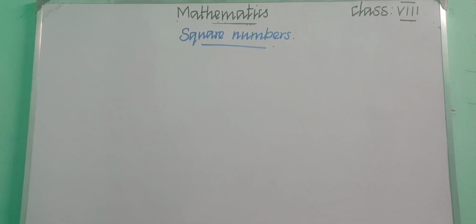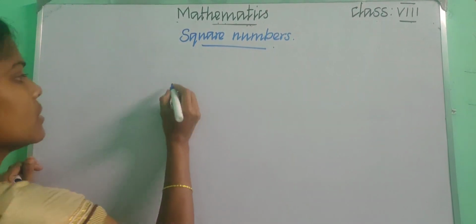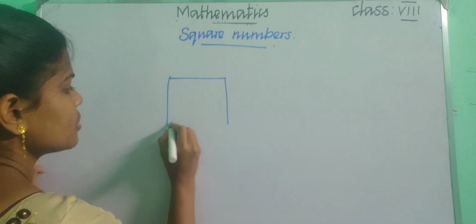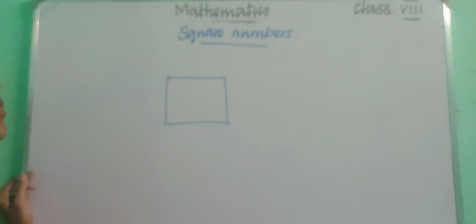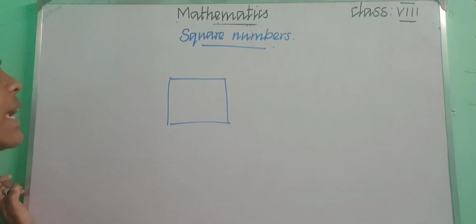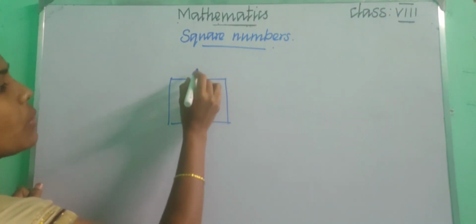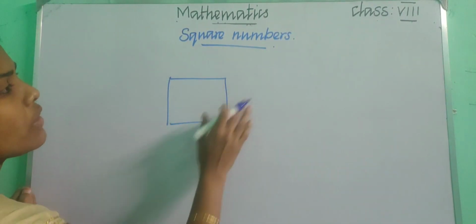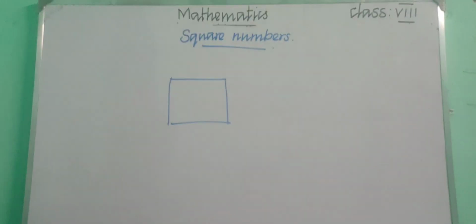Okay children, let us start the new topic. That is square numbers. Have you heard about square numbers? Let us learn about that. We have learnt about the shape square, right? It's a 2D shape. What are all the properties of a square we have learnt? A square has all four sides equal. This side, this side, this side, this side, all four sides are equal, right?